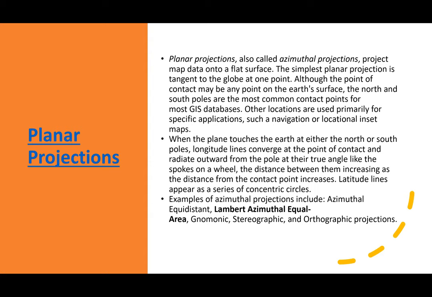Different examples of these kinds of projections, and I have bolded the ones that you may encounter more often than others. So we have azimuthal equidistant, azimuthal equal area, gnomonic, stereographic, and orthographic projections.